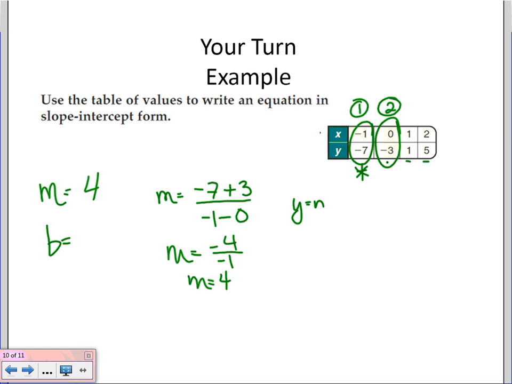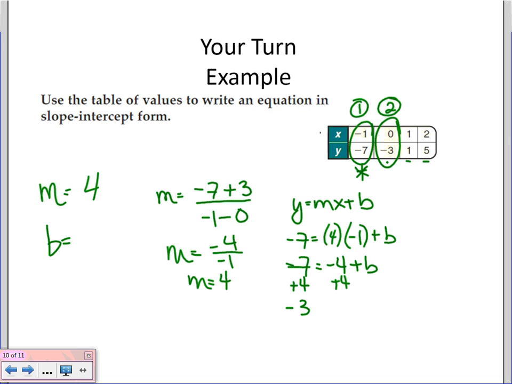So we have y equals mx plus b. We plug in our y, which is negative 7, equals m, we just found out to be 4, times the negative 1, which is our x, and we're finding b. So negative 7 equals negative 4 plus b. Add 4 to both sides, and we have negative 7 plus 4 is negative 3 equals b. And so from here, we're going to write our equation, y equals 4x minus 3. Hopefully you got that one correct.